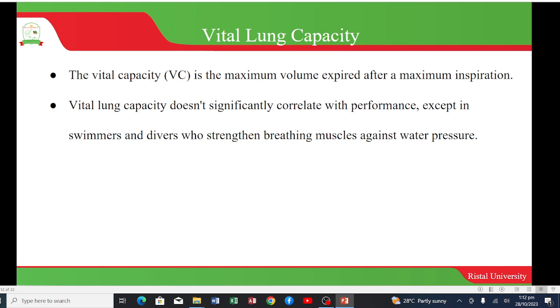The vital lung capacity. This is the maximum volume expired after a maximum inspiration. The vital lung capacity does not significantly correlate with performance, except for swimmers and divers who strengthen breathing muscles against water pressure.